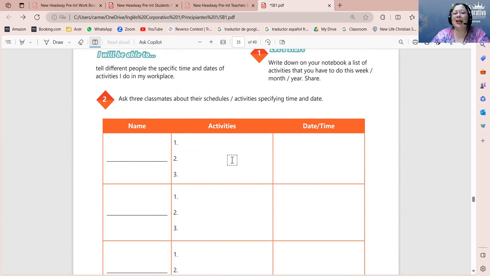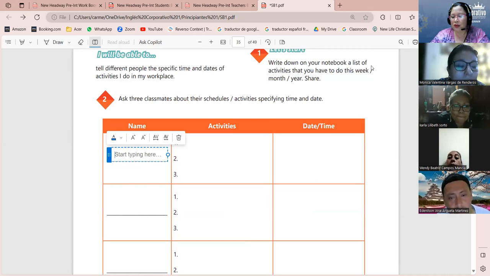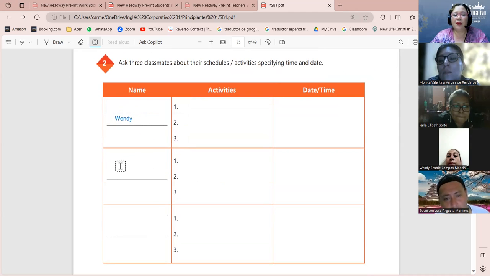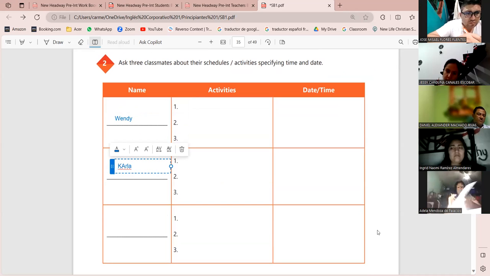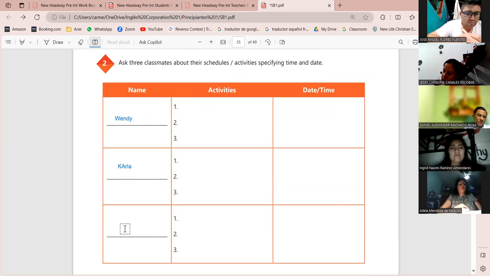Este lo vamos a hacer primero, ¿ok? Este que está acá lo vamos a hacer primero. Por ejemplo, pongamos el nombre de 3 de ustedes. ¿Podemos poner a Wendy? ¿Sí? De ahí tenemos a Carla y a Lucio. Okay, Lucio. A petición del público.